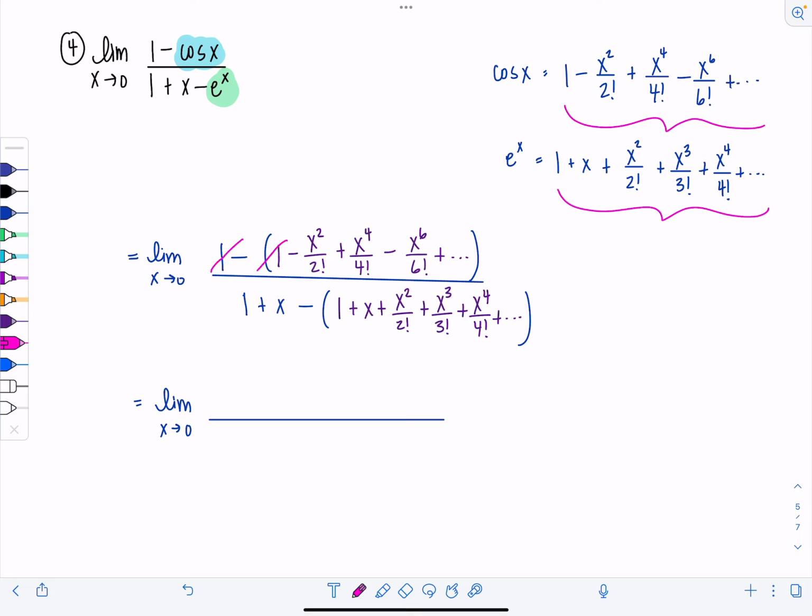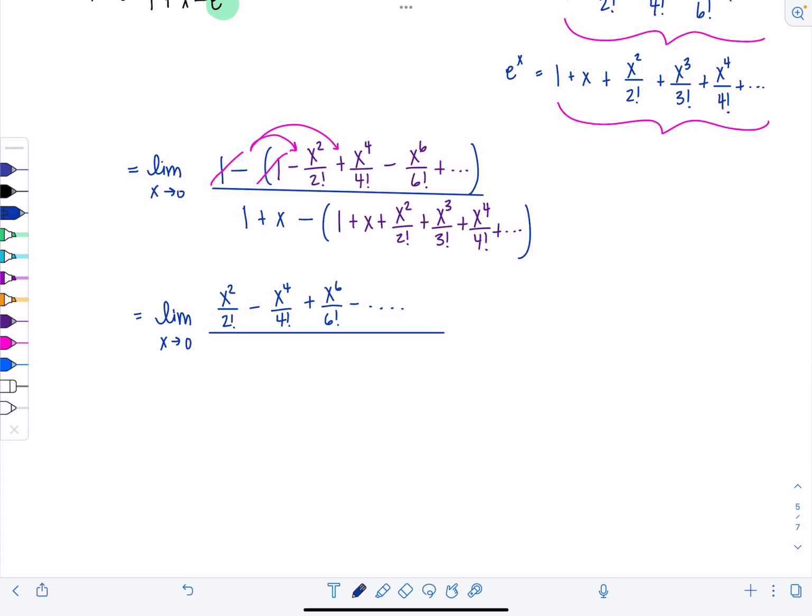The ones cancel out, yeah? Just make sure we distribute the negative now. So in the numerator, I've got x squared over 2 factorial minus x to the 4th over 4 factorial plus x to the 6th over 6 factorial, etc. And then in the denominator, the 1 cancels, the x cancels, and I'm also going to distribute this negative. So we have negative x squared over 2 factorial minus x cubed over 3 factorial. Everybody's negative now in the denominator.